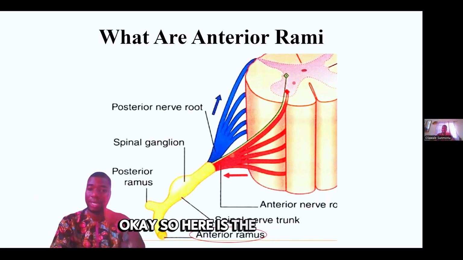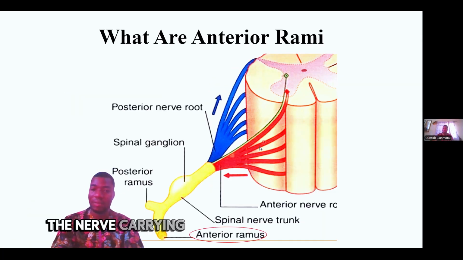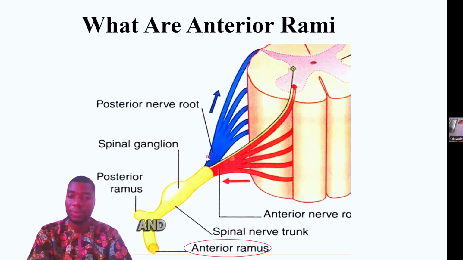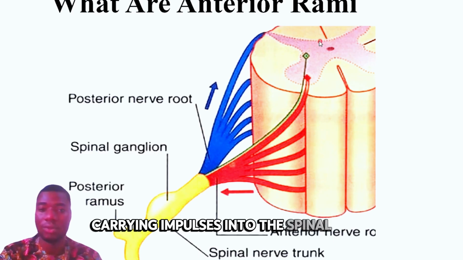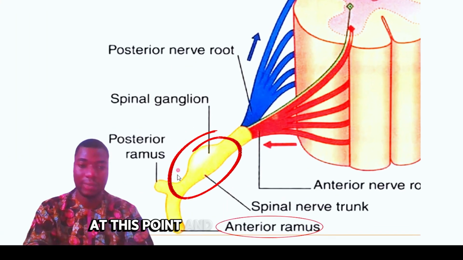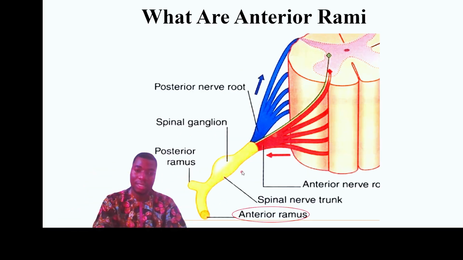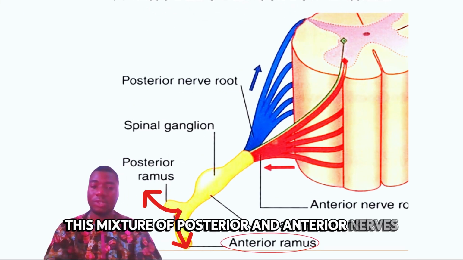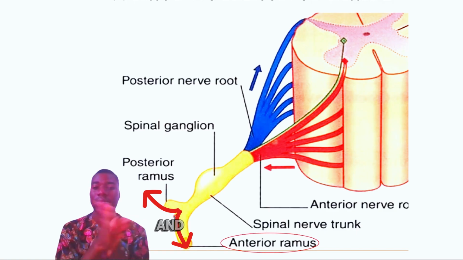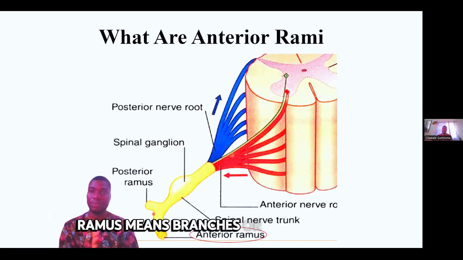Okay, so here is the spinal cord. So this is the anterior nerve root. That is the nerve carrying impulses out of the spinal cord, and posterior nerve roots carry impulses into the spinal cord. Okay, so the anterior and posterior nerve roots are mixed at this point and form a spinal ganglion. And then when we move forward from there, you will see that this mixture of posterior and anterior nerve roots splits into anterior ramus and posterior ramus.